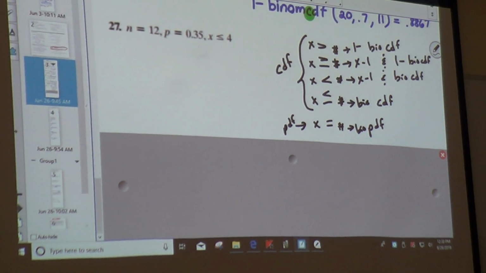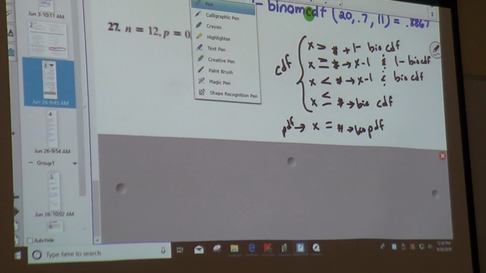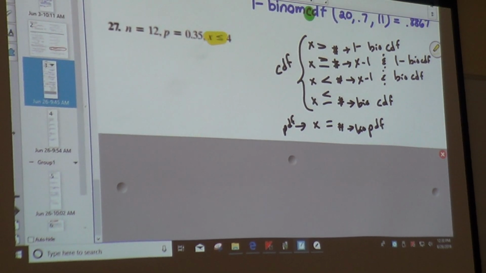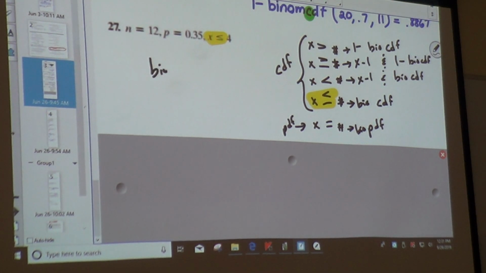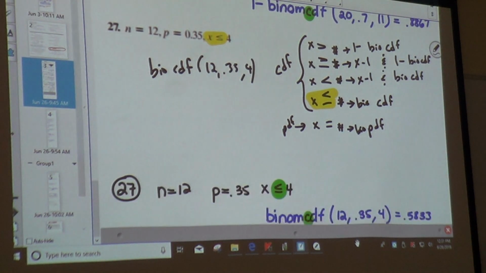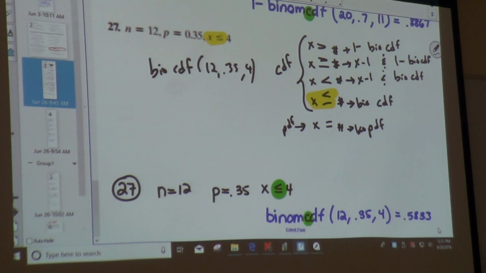So, I am doing this one right here. So it is a plain binomial CDF. 12, 0.35, and 4. There's my answer. But you've got to know the chart.